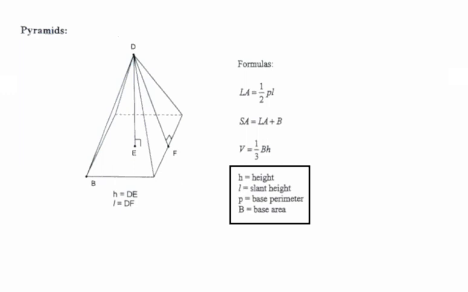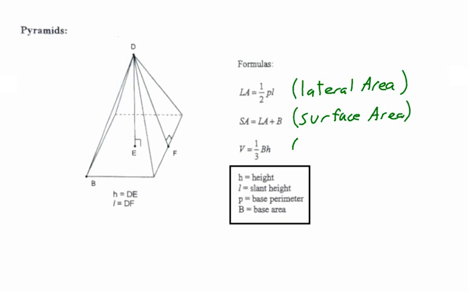All right, so that's what we're going to focus on today and how to calculate some different properties of a pyramid. The first thing to get started is, we have three formulas. The LA, which stands for lateral area, and we'll go over what that means. SA is the surface area, and then the volume of the pyramid, which you may have already heard of before.